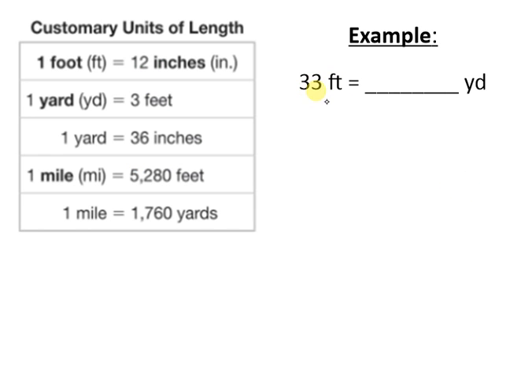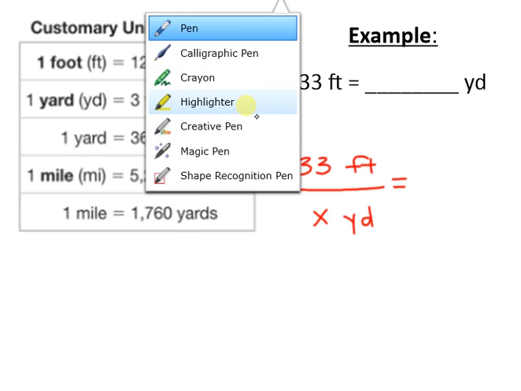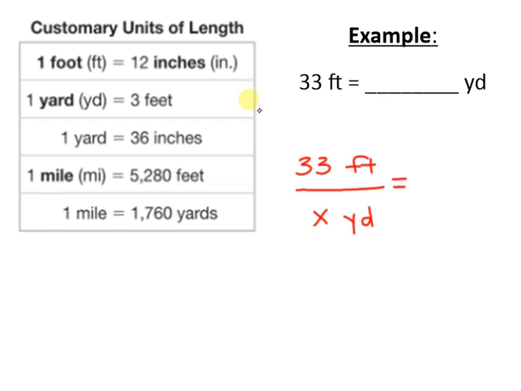Here it's asking us to take 33 feet and convert it into yards. So I'm going to take 33 feet and put it over x yards equals. Over here is my conversion chart, and each time I ask you to convert units, I'm going to give you an actual conversion chart, so you're not going to have to memorize any of the conversions. On your conversion chart, you need to locate the row that talks about feet and yards. That's going to be this row right here.